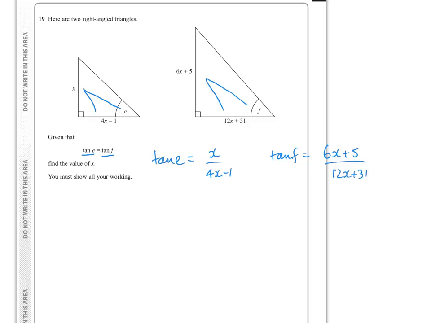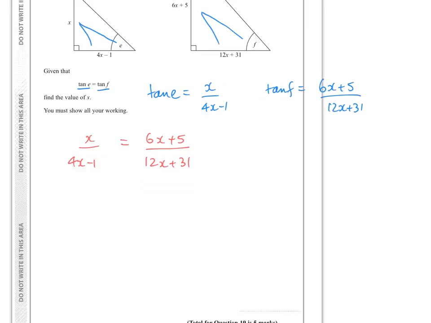And it says that tan E equals tan F. So from that we can say x over 4x minus 1 is equal to 6x plus 5 all over 12x plus 31. So what we can do now is try and solve that equation. Now that's not easy, so we'll take this reasonably slowly.